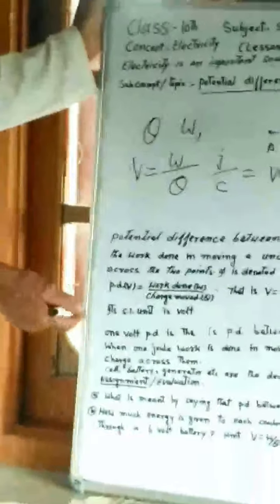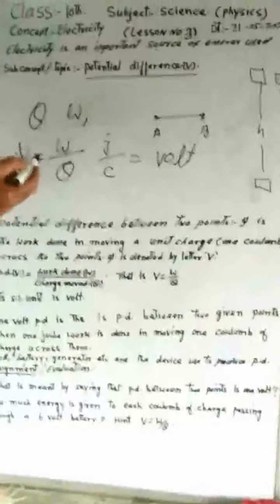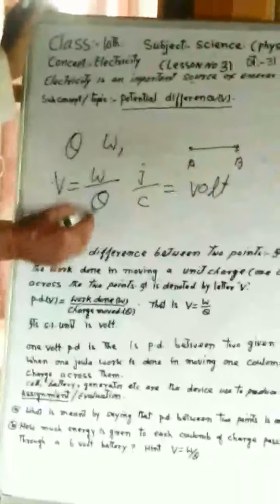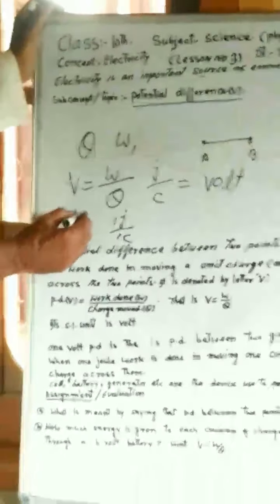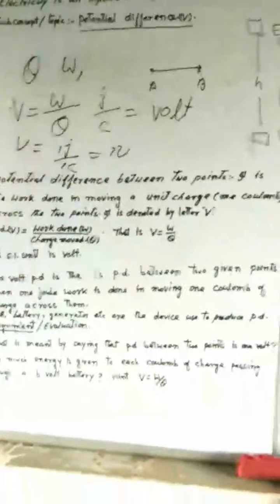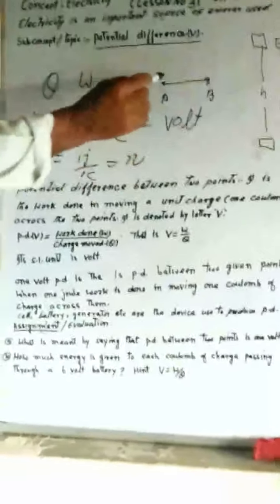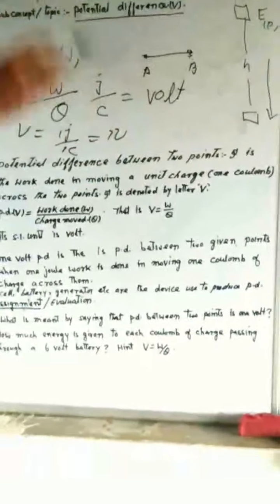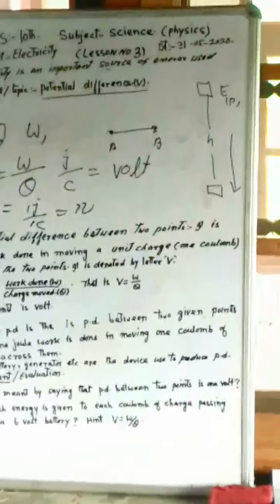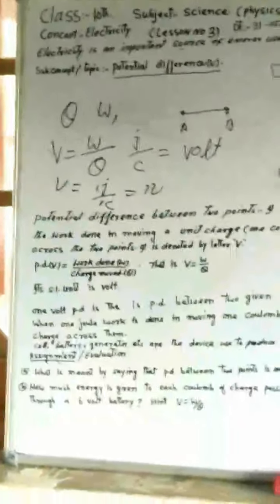Now the question arises, what is meant by 1 volt potential difference? Use this equation. If W is equal to 1 joule, Q is equal to 1 coulomb, then V is equal to 1 joule per 1 coulomb, that is equal to 1 volt. So potential difference between 2 points is said to be 1 volt if 1 joule of work is done in moving one unit charge across these points. I think you might have followed this.